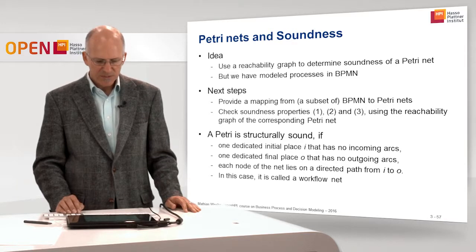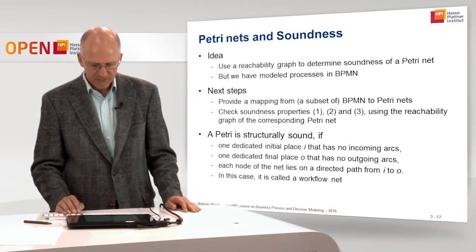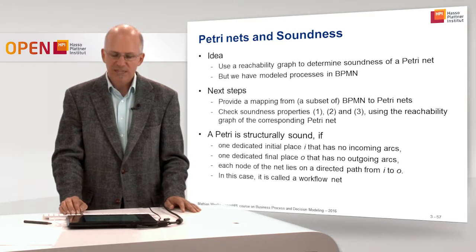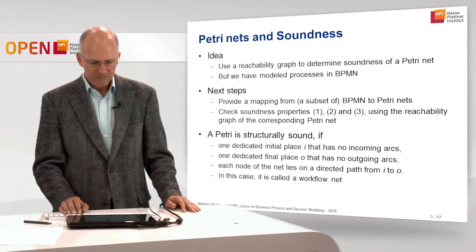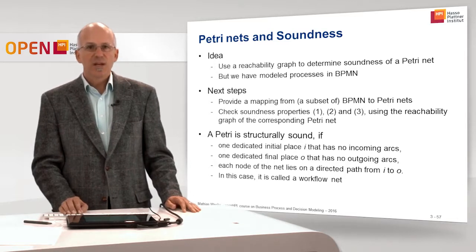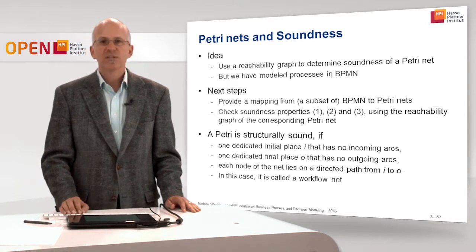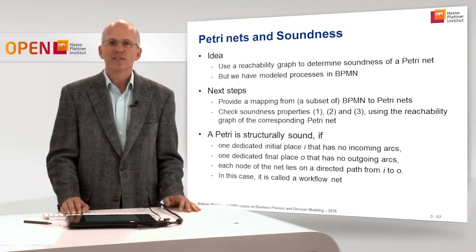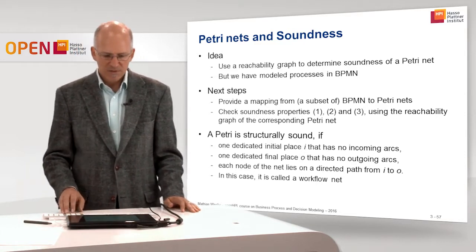Of course, we also need the concept of structural soundness. A Petri net is structurally sound if it has one dedicated initial place I that has no incoming arc, if it has one dedicated final place O that has no outgoing arc, and if each node in the net lies on a path from I to O. That's basically the same definition that we borrowed for BPMN process models regarding structural soundness. In this case, the Petri net is also called a workflow net. Workflow nets are also used very often in the academic BPM community.